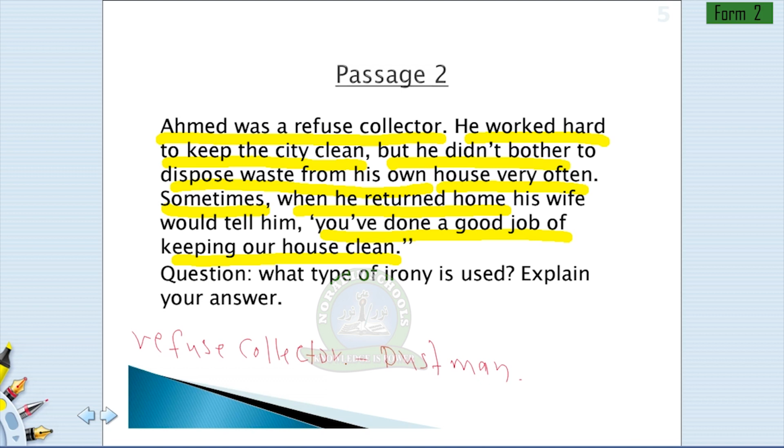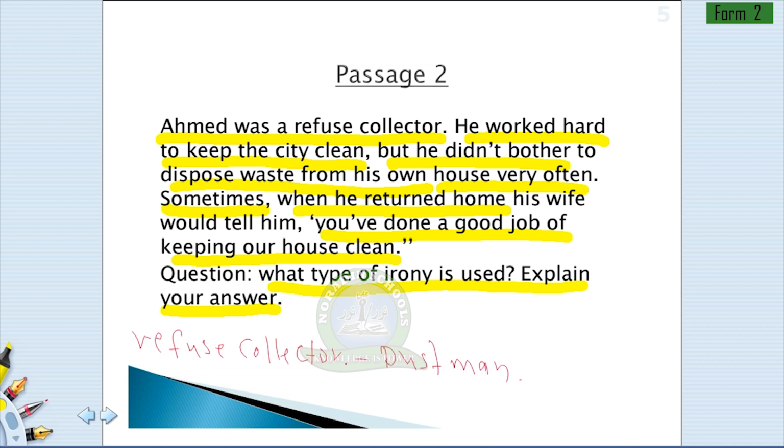What type of irony is used? Remember, please, we have two types of irony in here. Which one is it? What type of irony is used? Explain your answer. You can work in pairs, or you can ask your friend. Then you have maybe 10 or 15 seconds, and then we will share the answers.